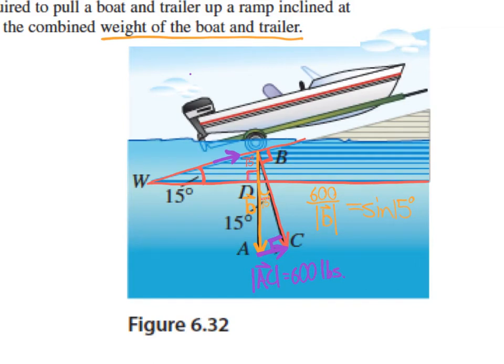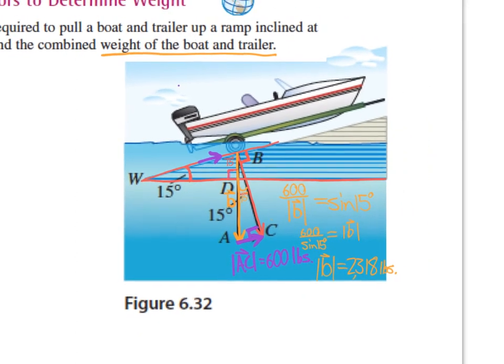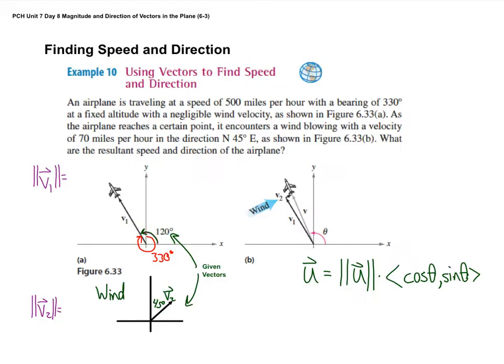If we solve this, we multiply by the magnitude of B, doing a little bit of algebra here, and then we divide by the sine of 15, so we'll have 600 over the sine of 15 degrees, and we get the magnitude of B, which is the weight of the boat and trailer, to equal 2,318 pounds. I'm just going to round that to the nearest integer for right now. So the boat and trailer combined weigh 2,318 pounds.